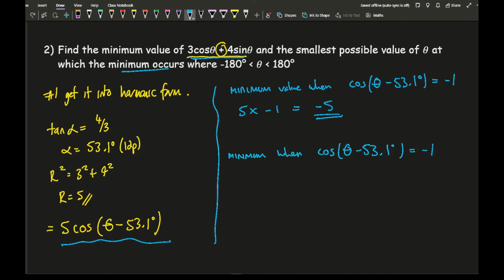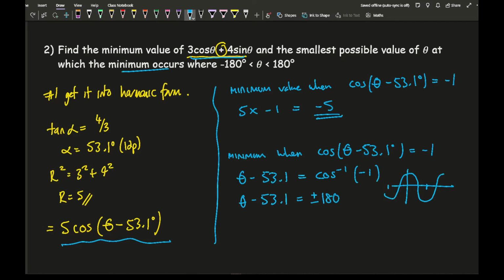So then working through that, what I then need to do is know that theta minus 53.1 is going to be equal to the inverse cos of minus 1, or arc cos, whichever you prefer. So I'm looking at the cos graph, where it's minus 1. So the cos graph looks something like this. So it's minus 1 there, and it's minus 1 there. So it's going to be minus 1 at plus or minus 180. Now I'm going to write this out long because I need to work out what theta is. So I'm going to write minus 180 and 180. But then I need to find out what theta is.